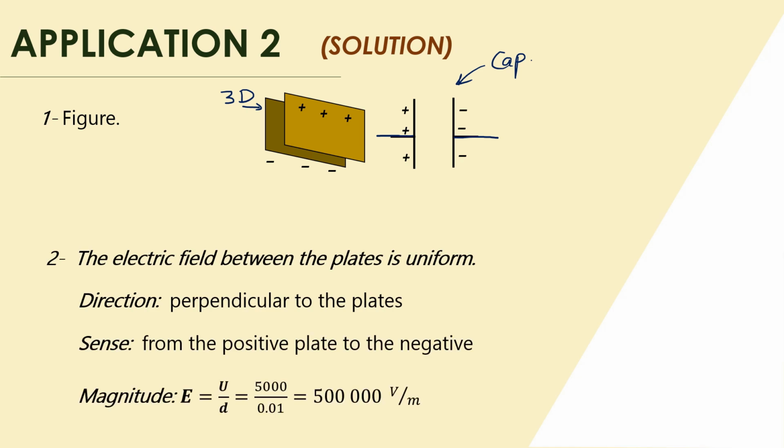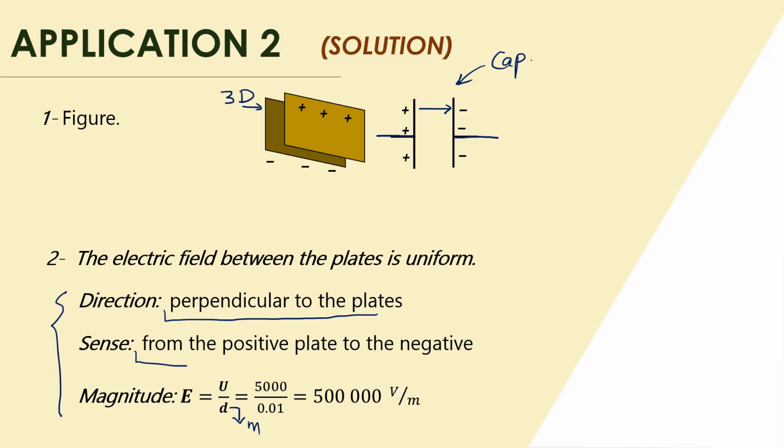The second part is to list the characteristics of the electric field between the plates. We know that the electric field is uniform. That means it has one direction from positive to negative as we know it, and we also know that it's going to be constant. So the characteristics are the following. Direction is perpendicular to the plates, sense from positive to negative, and magnitude, which is given by this equation, E equal U over D. Remember, U should be expressed in volt, D should be expressed in meters.